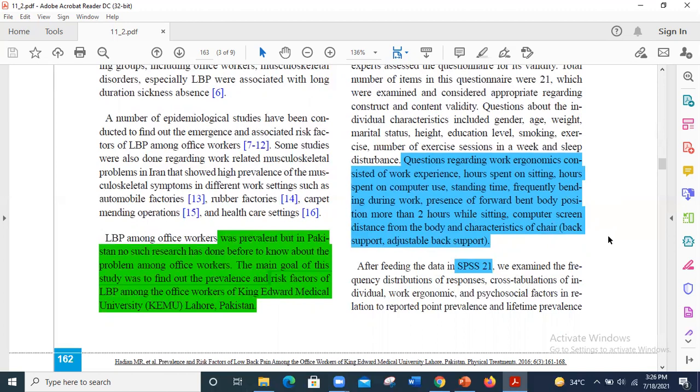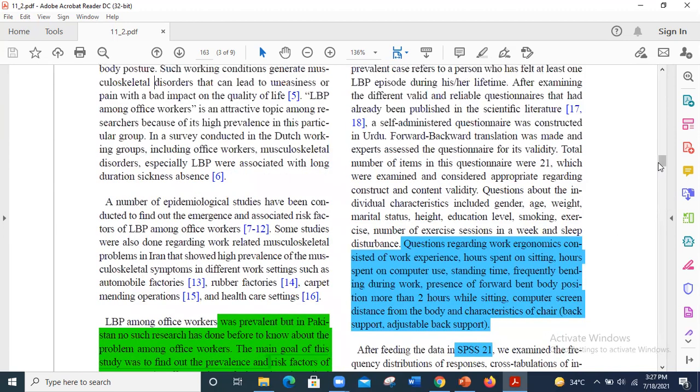At the end, this is the most important thing. You can see the SPSS 21. Many people will find it surprisingly unfamiliar. What is this SPSS 21? Some people will ignore it and pass on to the next section. But SPSS 21, 22, 23, you can find any version of SPSS. Basically, it is statistical analysis software. If you are a researcher going to do research, you are going to analyze your data at some point, and SPSS is going to help you out.